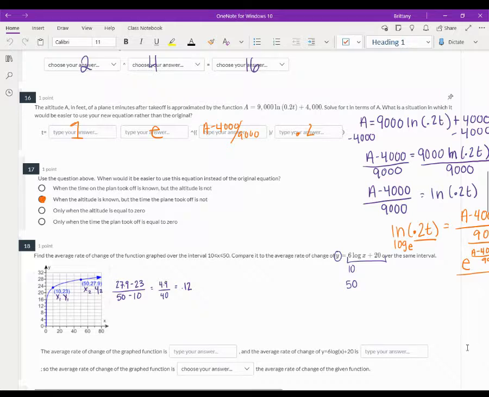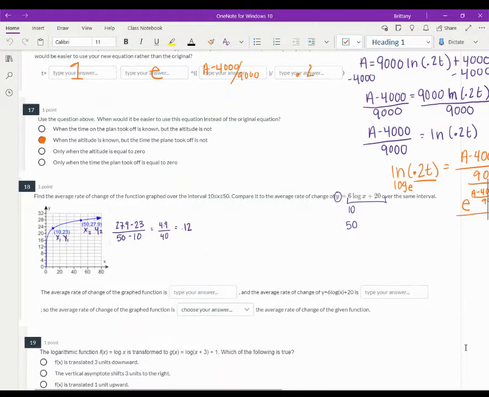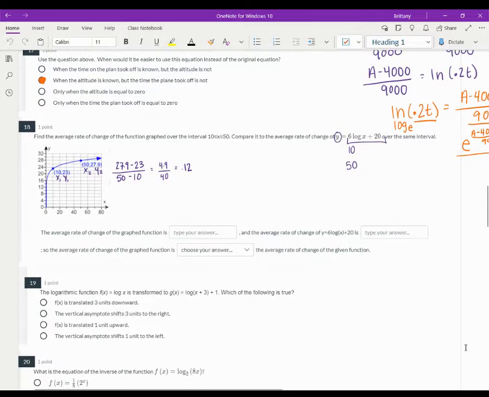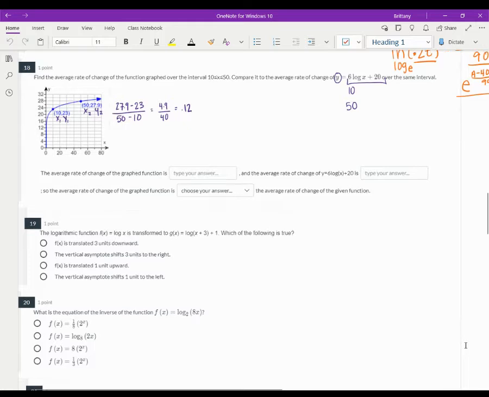We get 4.19 over 50 minus 10, which is 40. So we get 0.10. So we get 0.12 versus 0.10. And so the rate of change of the graph is greater than the rate of change of the given function.